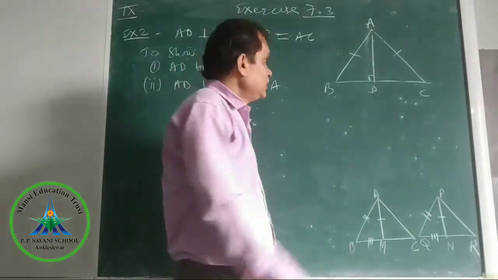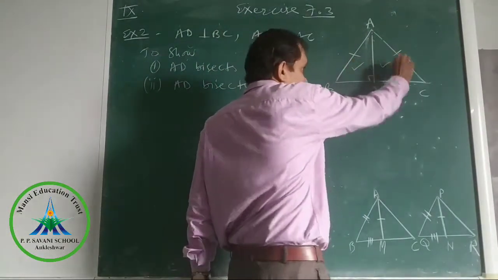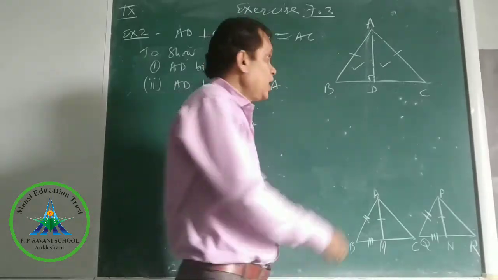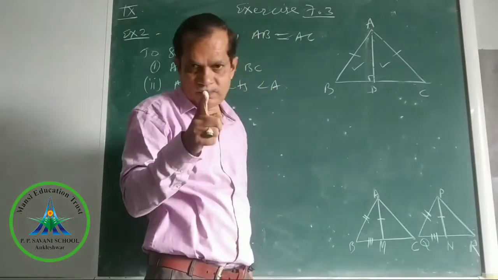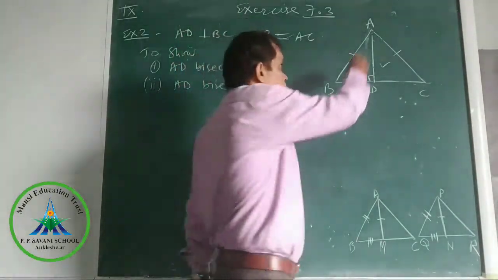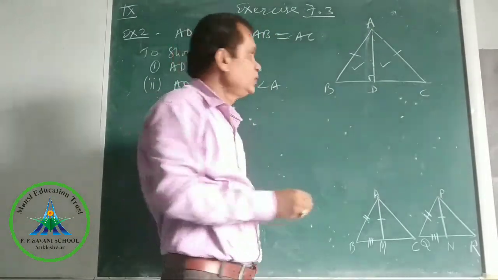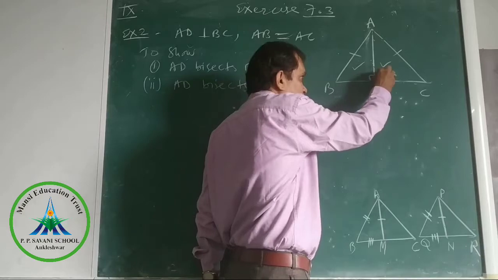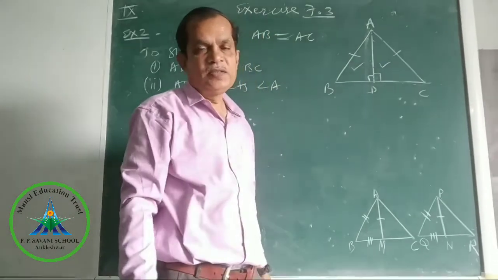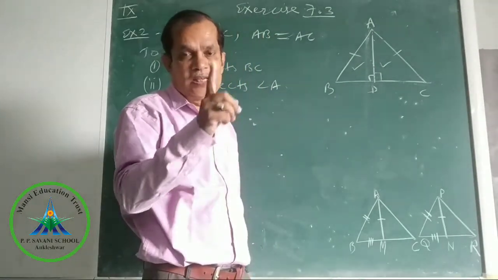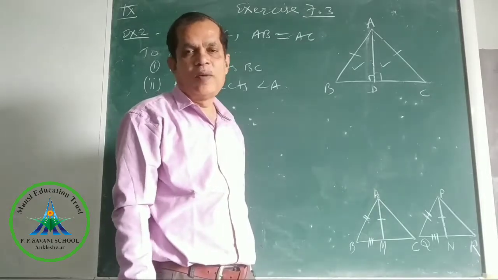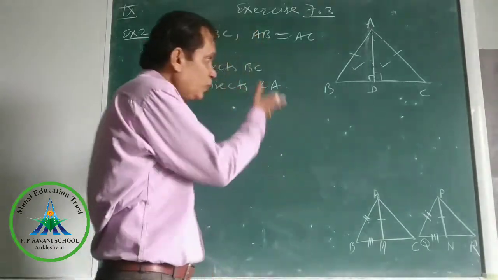Yes. See, in triangles ADB and ADC, AD is a common side. AB equal to AC, hypotenuse. Angle ADB equal to angle ADC, 90 degrees. So the RHS rule of congruency. Yes or no? So you prove it now.